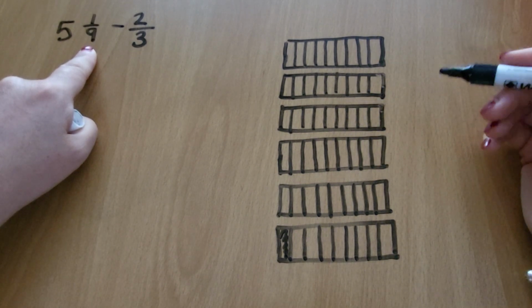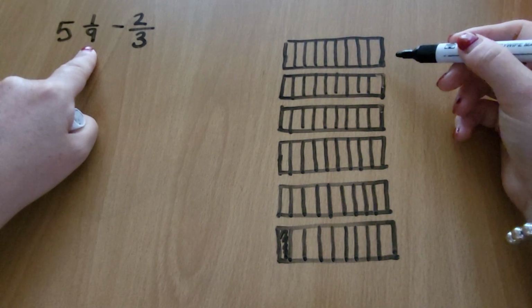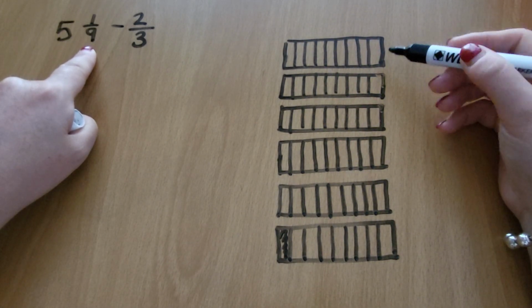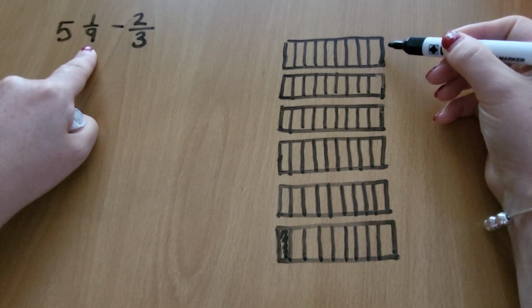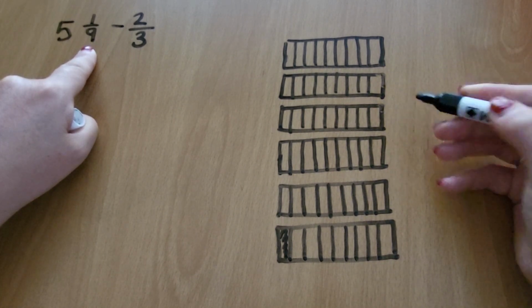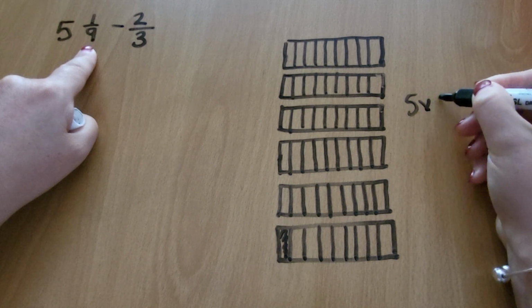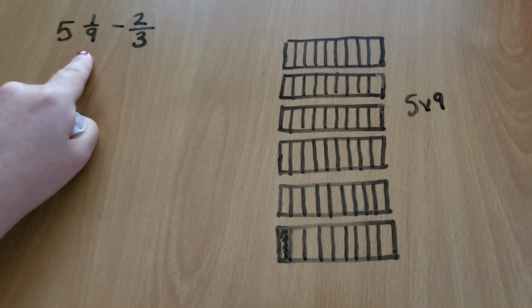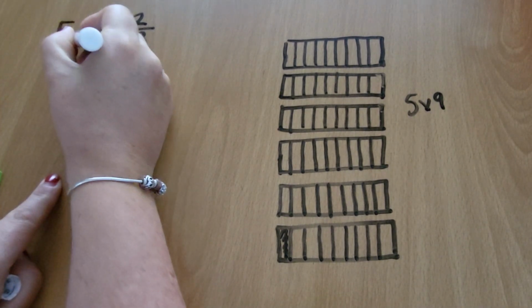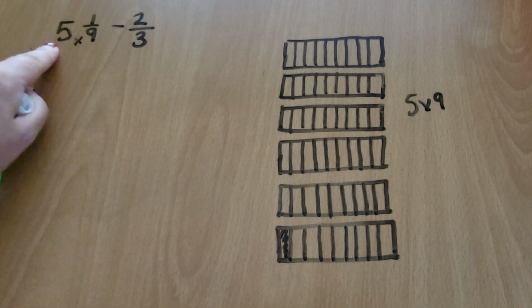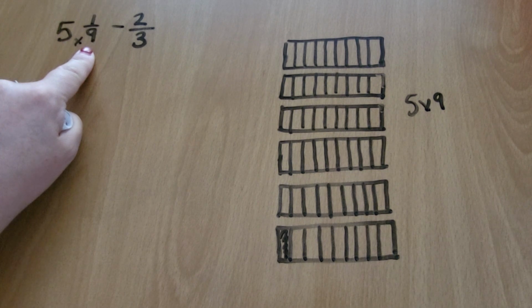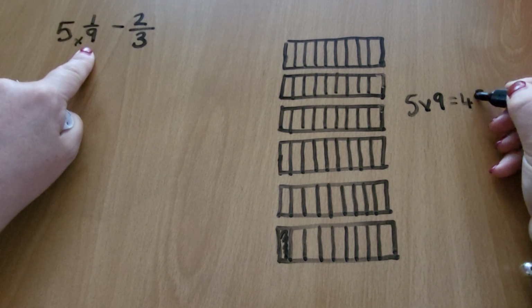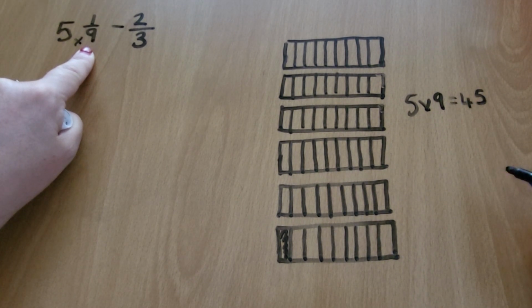So what we do to change this into an improper fraction is we can count up quickly using our times tables how many pieces are in 5 wholes. 5 wholes, each having 9 pieces, we're going to do 5 times 9. So if we go back to our question over here, this is what we do. We multiply the number of whole ones by the number of pieces in a whole. So that will tell us that there's 45 pieces in 5 whole ones.